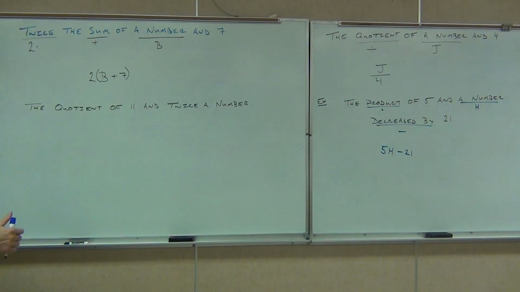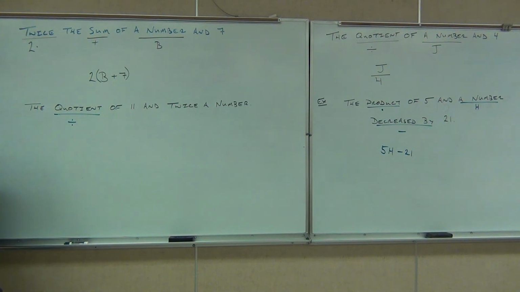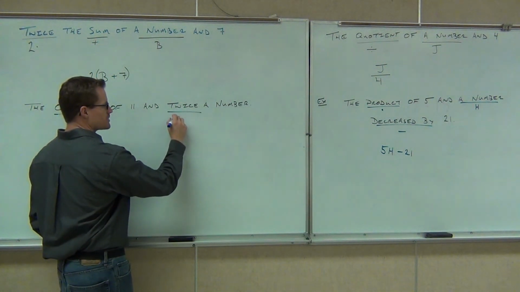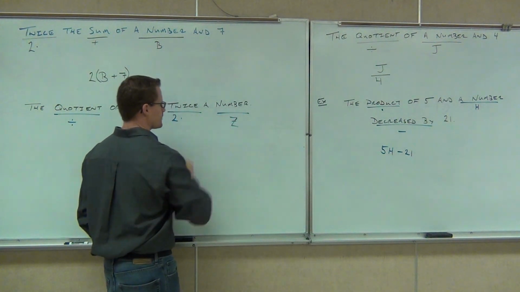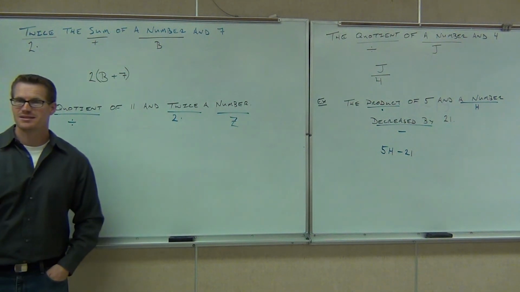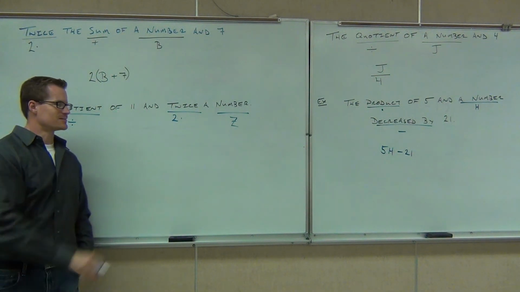Okay, so let's go ahead and do this problem together. We have the quotient of 11 and twice the number. So when we have the quotient, of course we mean divide. Quotient of 11, that's not really much, but twice, we know that twice means 2 times, and a number means some variable that you pick. I'll pick z. Did you both pick z?